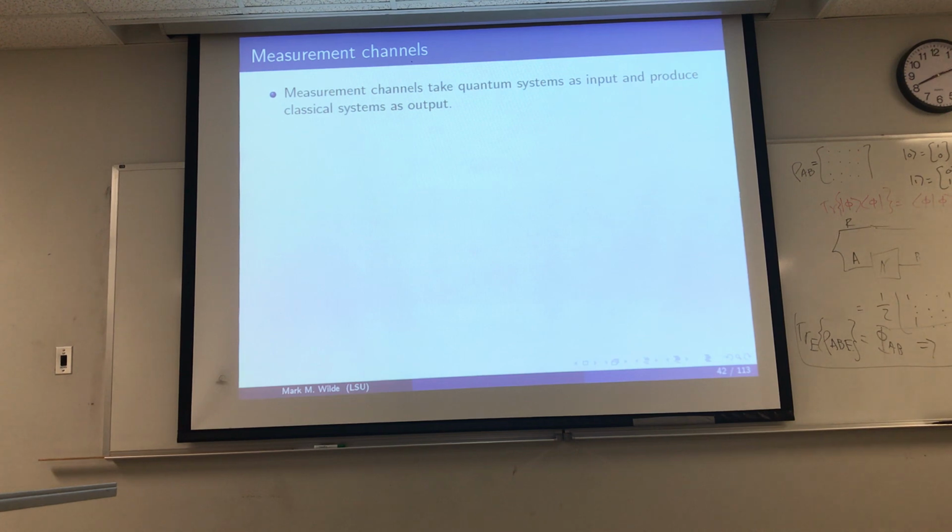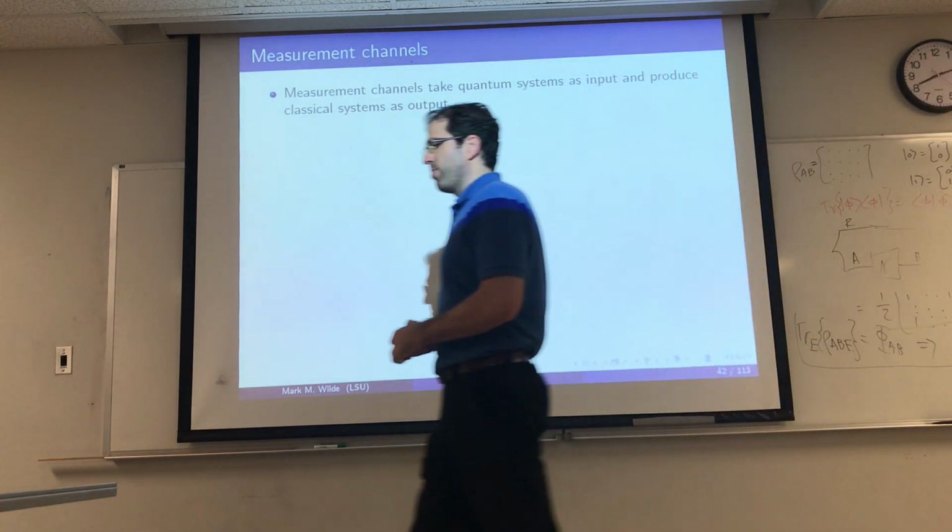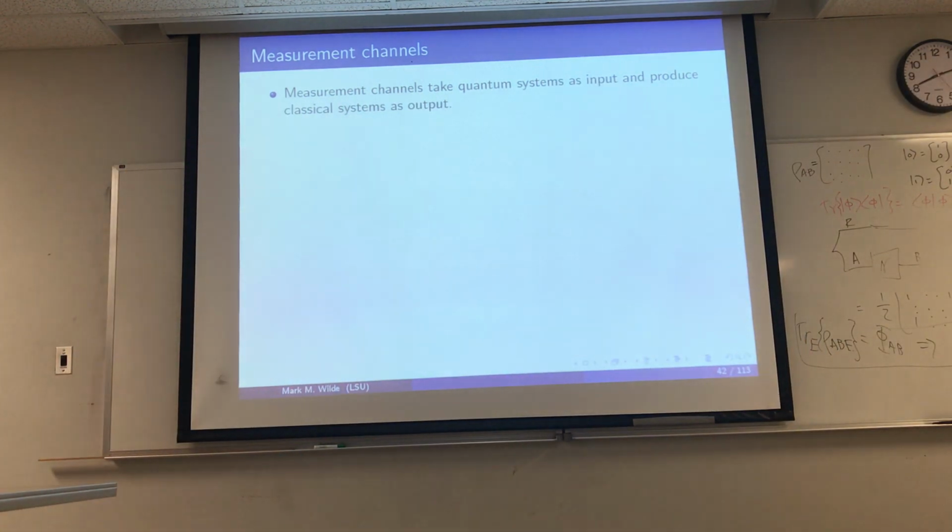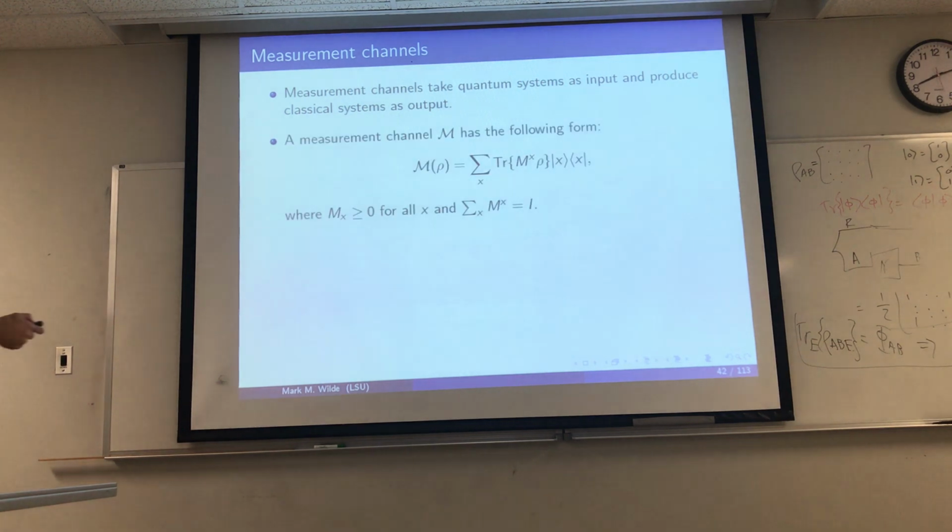If it's not ideal, maybe there'll be some loss, the light will somehow scatter off this beam splitter, and you could observe no clicks, right? There would just be vacuum. That would be the erasure channel that we talked about earlier. Okay. How do you phrase it as a quantum channel? You do it like this.